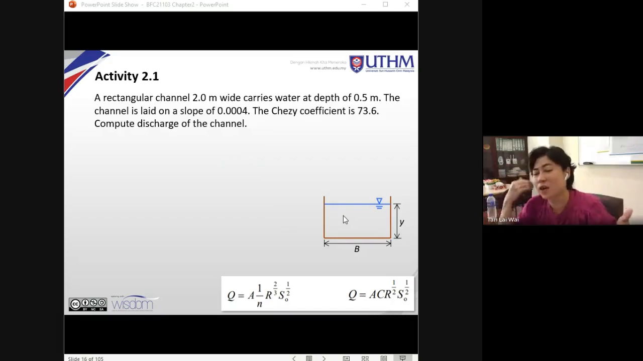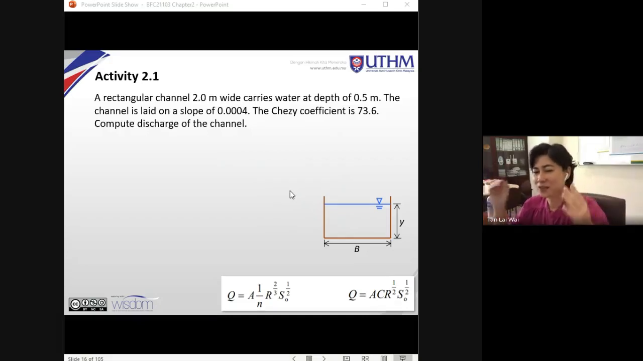It carries water or flow at a depth of 0.5 meter, about 50 centimeters high. The channel is laid on a slope of 0.004. It has a longitudinal or bed slope of 0.004. Chiesi coefficient is 73.6. Compute discharge of channel.